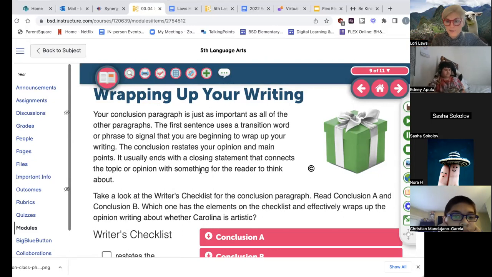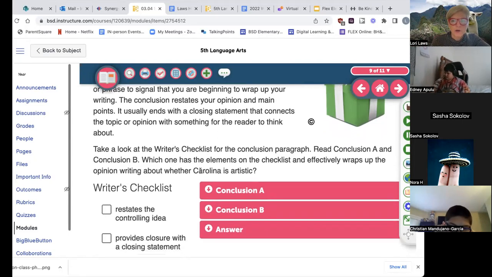So you actually repeat whatever you've been saying throughout the essay. It is important for kids to have cell phones. Remember, it's important for kids to have cell phones for these three reasons. Or remember, pandas are terrible animals and should not be protected for these main reasons. It usually ends with a closing statement that connects the topic or opinion with something for the reader to think about. Take a look at the writer's checklist for the conclusion paragraph.